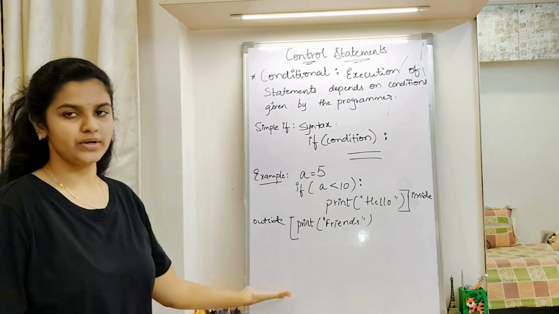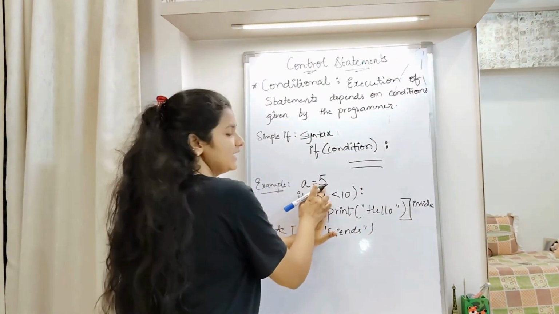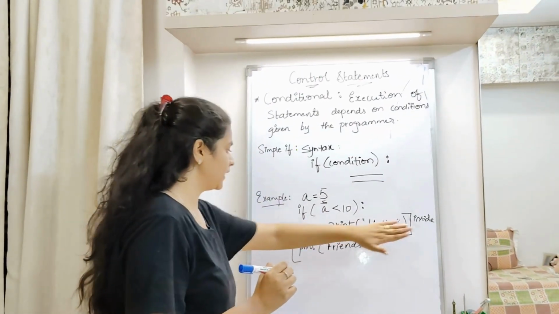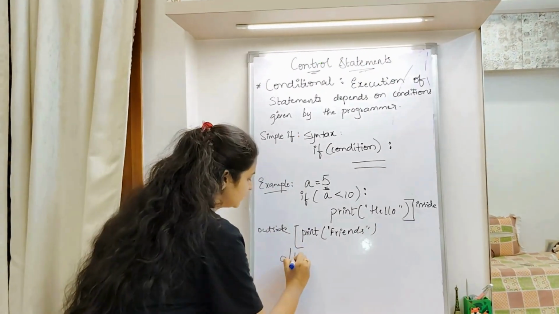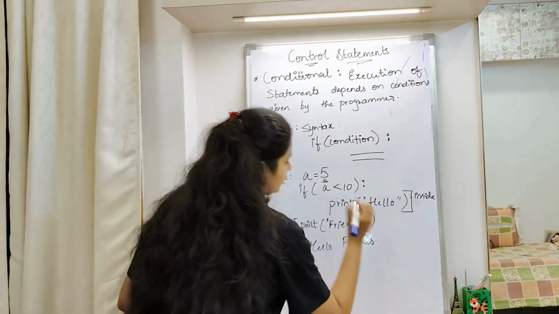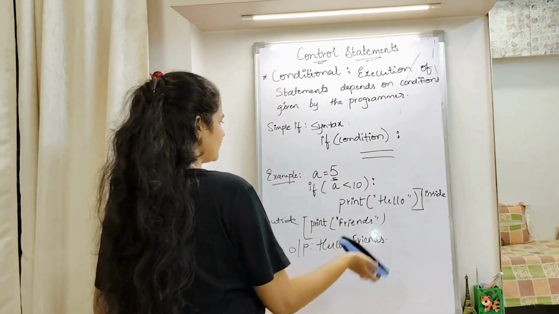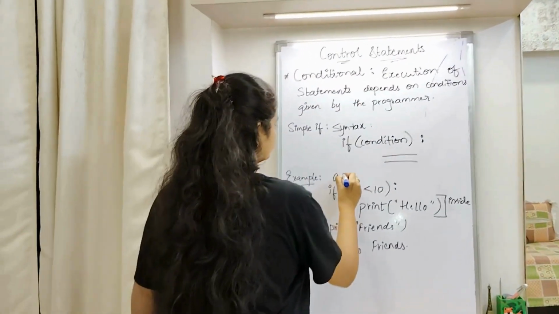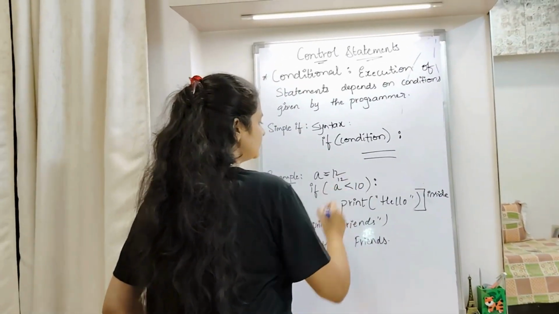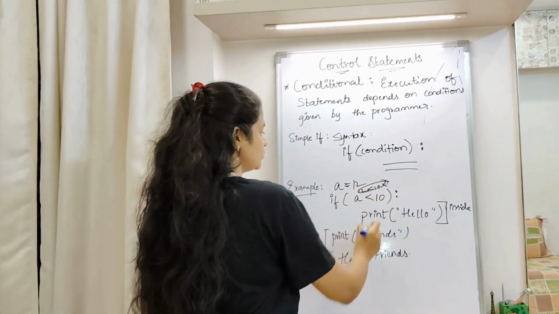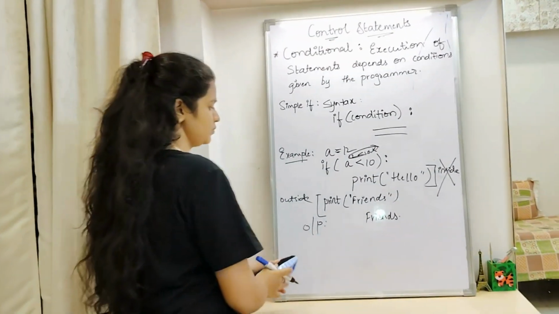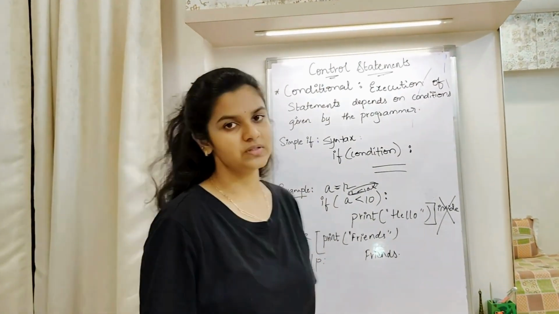So this is how you write. The output will be: a is 5, 5 is less than 10, yes, then it will print hello and also it will print friends. The output will be hello friends. If I give here 12, is 12 smaller than 10? No. So this will not be executed and only friends will be printed, that is the outside statement. So this is the functionality of simple if.